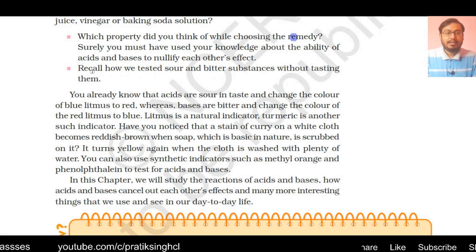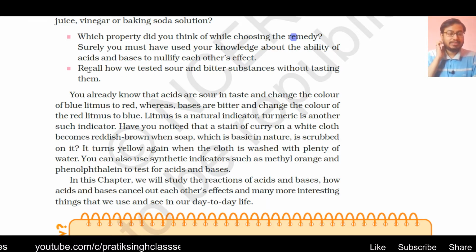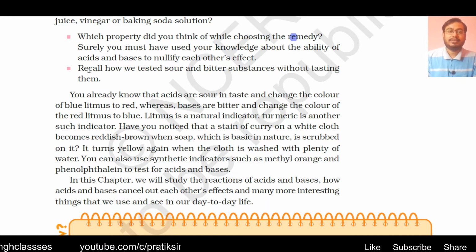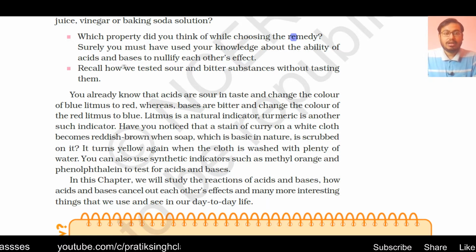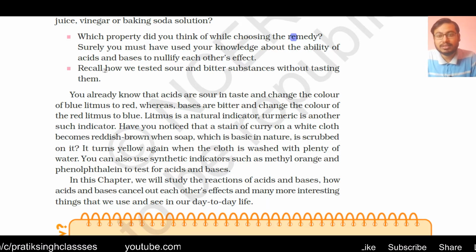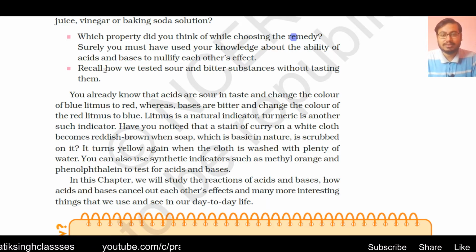Okay, so in that situation, if the person is suffering from stomach pain or acidity, you must give him a base, so that when it reaches his stomach, the acid and base will react together and nullify each other's effect. Recall how we tested sour and bitter substances without tasting them. In class 9th you have studied that with the help of color change in litmus paper, we can find out whether the given substance is acidic or basic without tasting it.